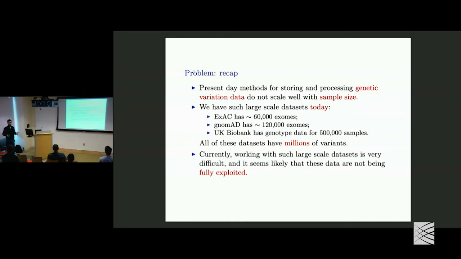So we have very, very large data sets. We've got ExAC with 60,000 exomes, and another project that I don't know how to pronounce, gnomAD, with 120,000 exomes. And UK Biobank is just about to release genotype data for 500,000 samples. All of these have millions of variants. I think it's fair to say that working with these large-scale data sets is very difficult. And it seems likely that the data that we've produced at such great expense and great difficulty are not being exploited to their full potential.